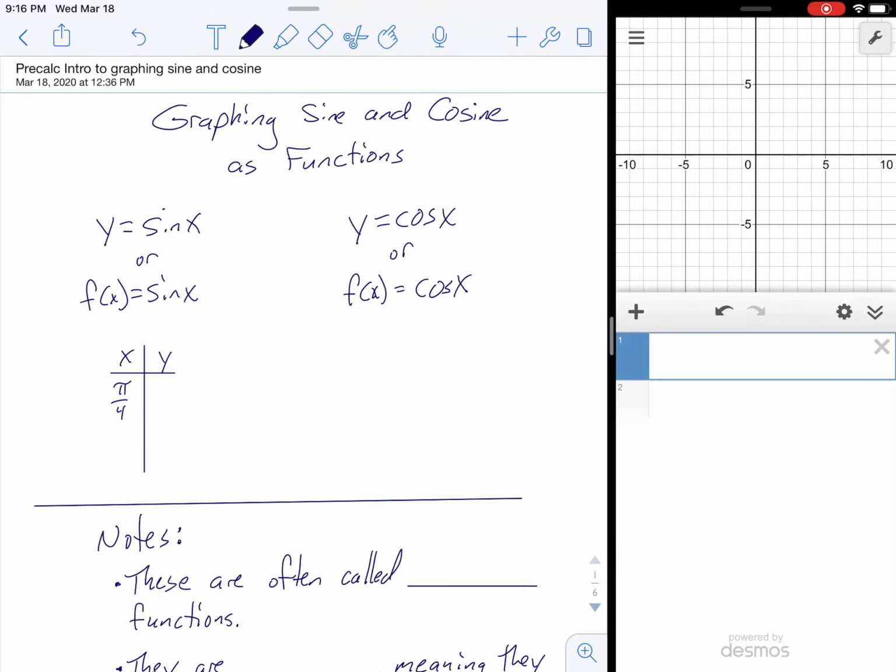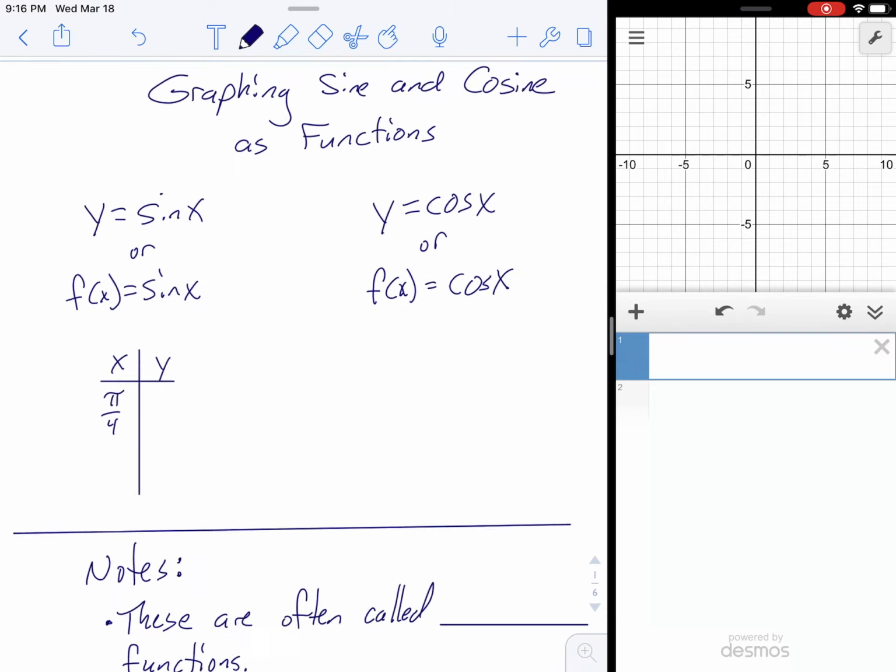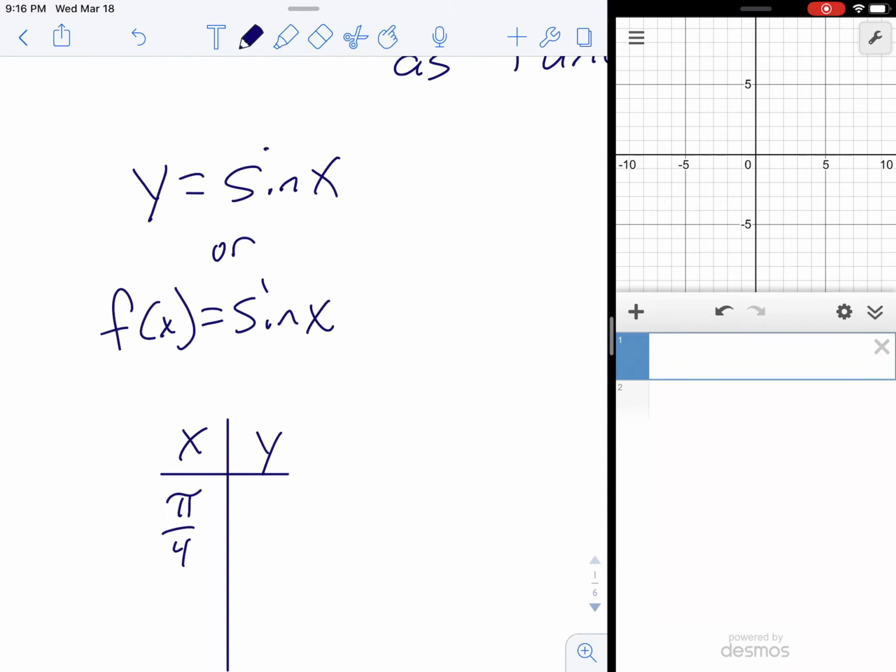Okay, guys, we're going to learn something new today. We're going to start graphing sine and cosine as functions. So instead of sine and cosine just being a ratio or an operation that you do on the calculator, it's actually a function where the angle is the input value and then the answer you get is the output value. So put in a number for x, get an answer out for y, or f of x if it's in function notation.